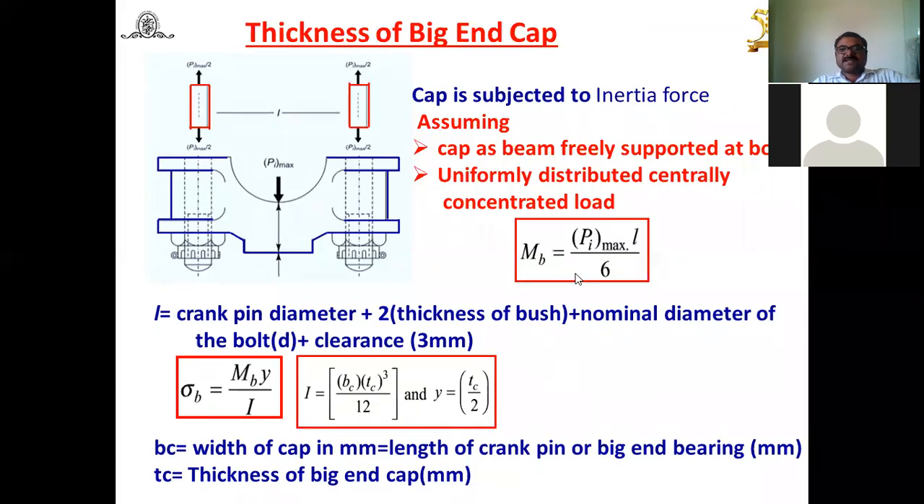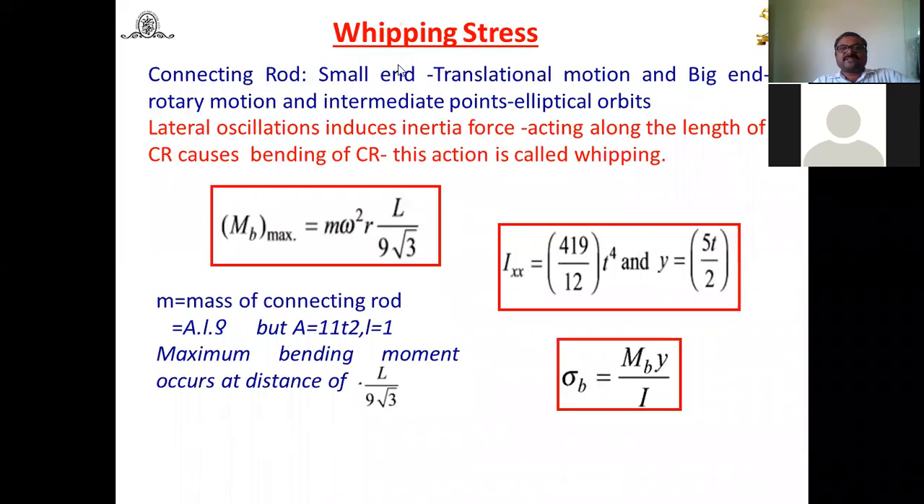You can substitute these values. So σb is equal to Mb, this expression, by y, this, and I, this b·tc³ by 12. So you will get this thickness, the thickness tc of the cap. In this way, we can easily find the dimensions, the bolt dimensions, then the cap dimensions, then the I section of the connecting rod. Now there is one important point remaining, that is the whipping stress.